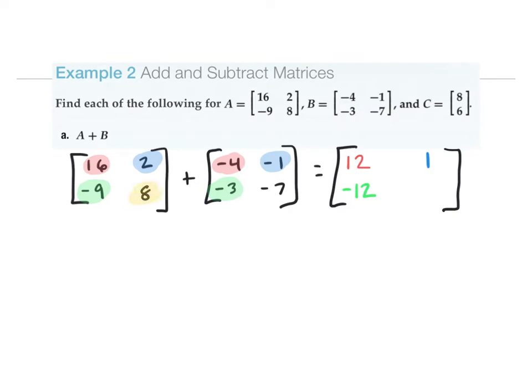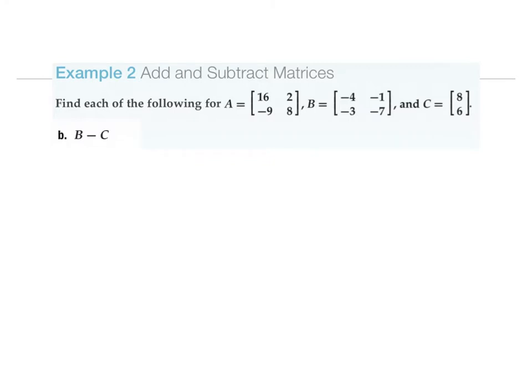And then we add the lower right corner with the lower right. What is 8 plus -7? 1. So this whole matrix, this whole box, is our answer. We just add the corresponding parts together, and it makes a new matrix that's the same exact size. All right, let's go to the next page.